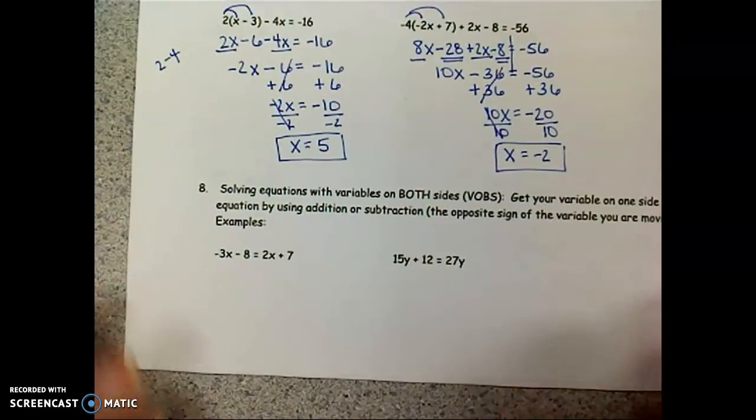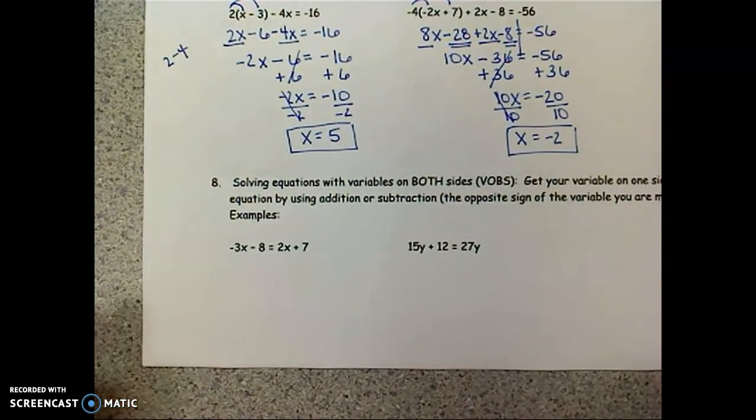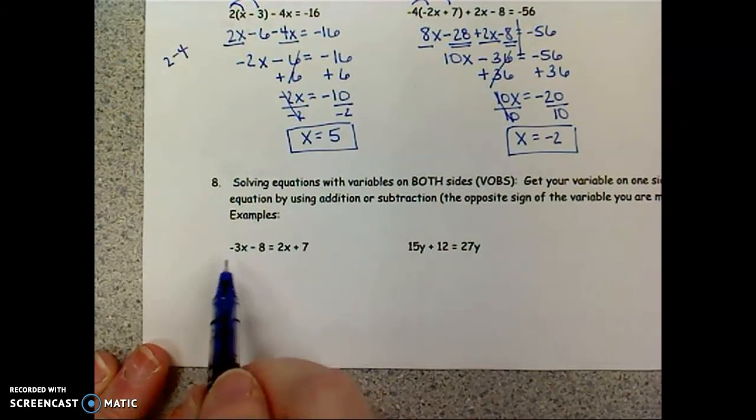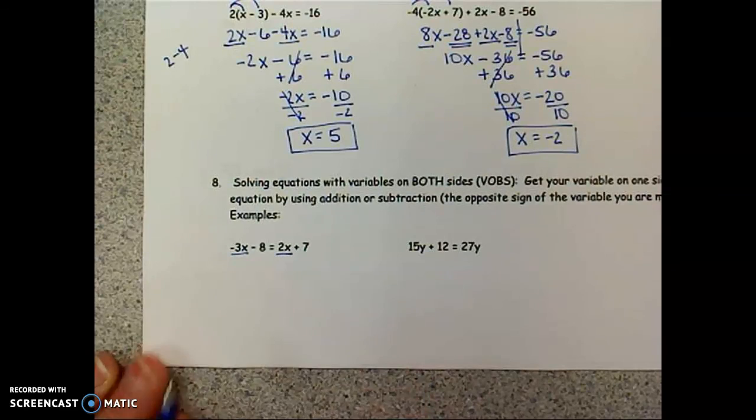The next thing we looked at is when we have a variable on opposite sides of the equal sign. So here we have an x over here and an x over here. Remember, we cannot combine those. Those are not like terms.